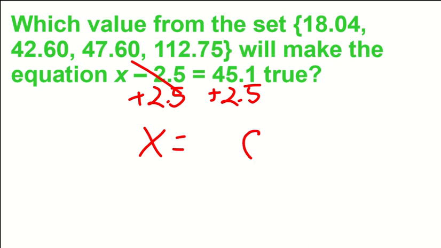1 and 5 is 6. Decimal comes down. 5 and 2 is 7. And then the 4. Adding zeros at the end doesn't make a difference. If we really wanted, we could add as many zeros as we want to the right of a decimal like that. So the 47.60 is our correct answer. Okay, any questions on that one?